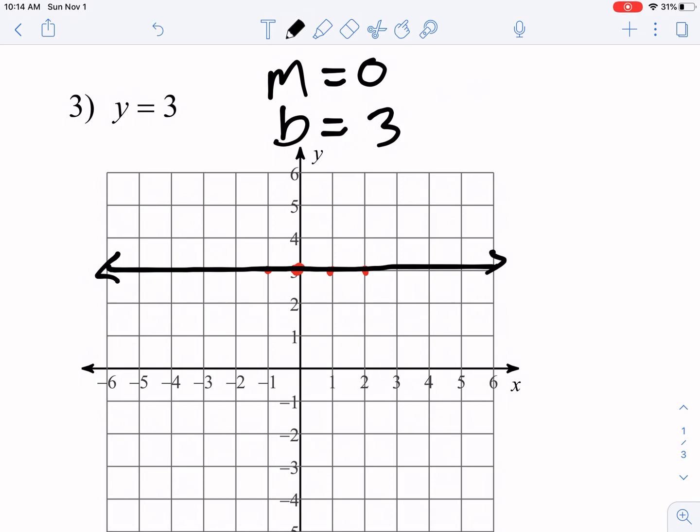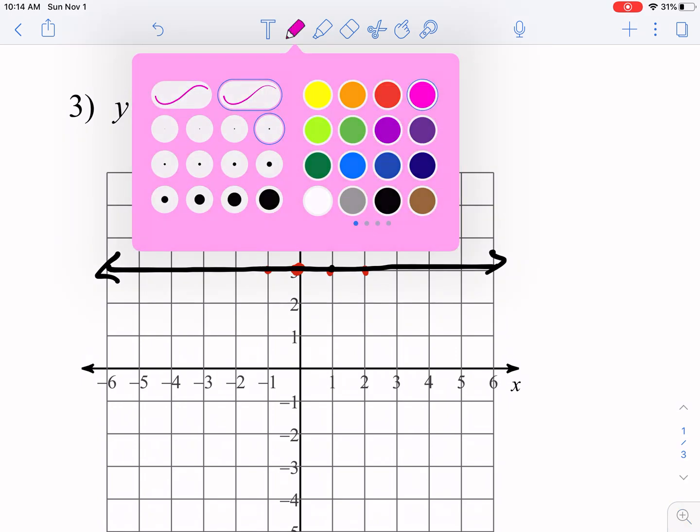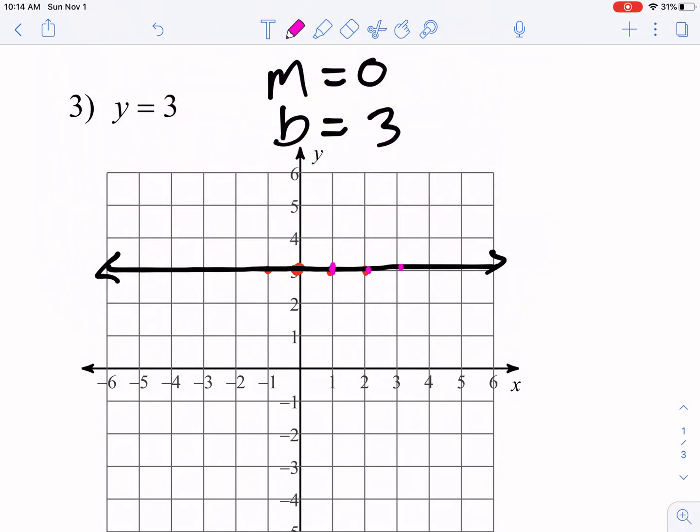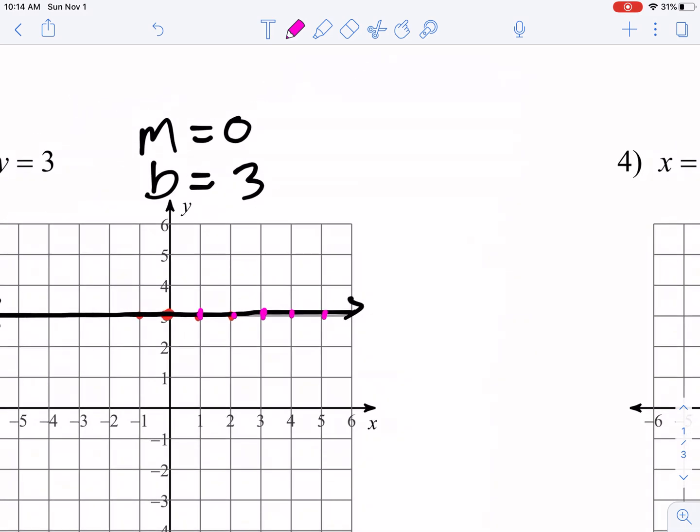Notice, every single y value is a 3. Maybe use a different color so you can see it. 1, 3, 2, 3, 3, 3, 4, 3, 5, 3, and so on. So this would be the graph of y equals 3. They cross at a positive 3 on the y-axis.